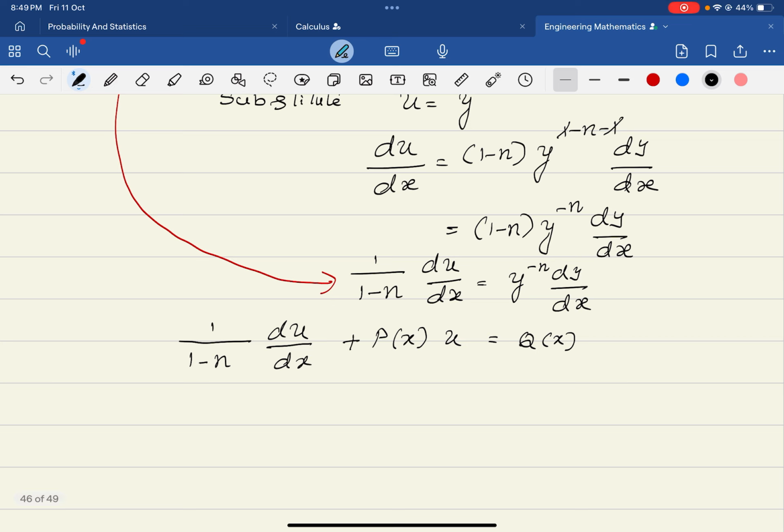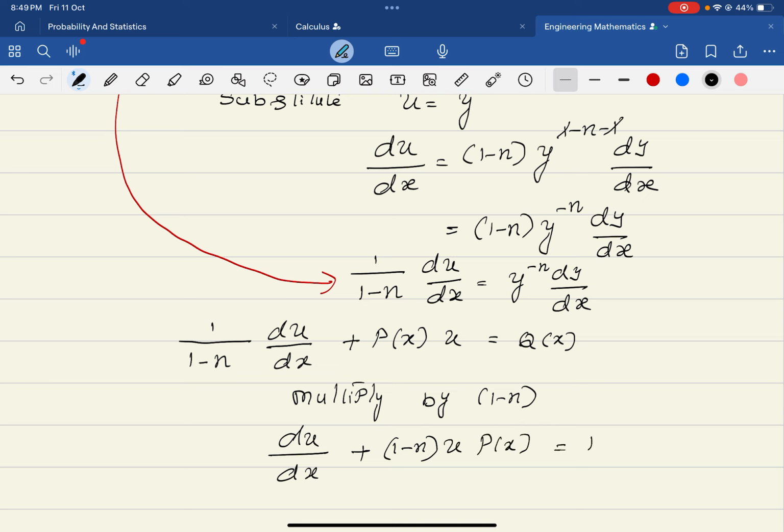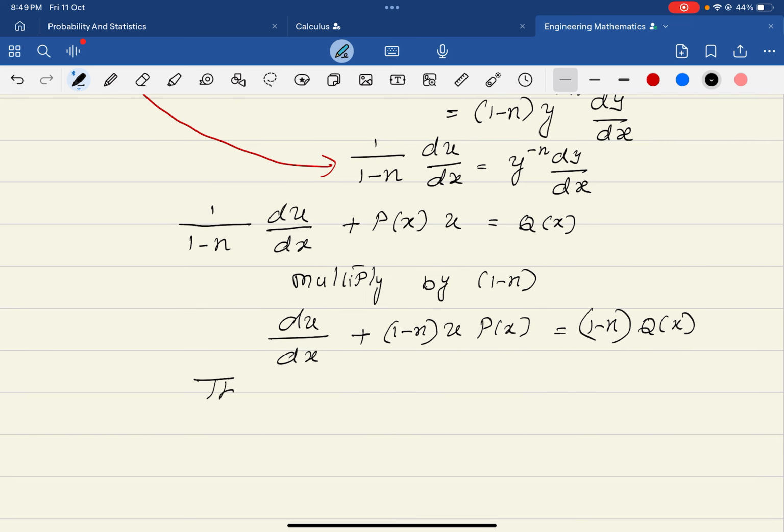So we slowly entered into the standard form of the linear differential equation. Just in the place of y there is u, that's it. So we multiply by 1 minus n. Because it's a constant, no problem. What we get is du by dx plus 1 minus n times u times p of x is equal to 1 minus n times q of x. So we understood that. Now this has become the linear differential equation.